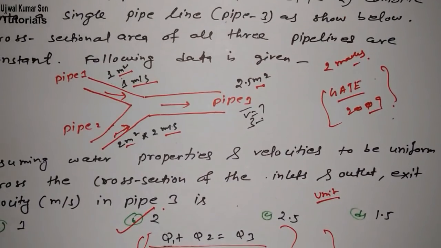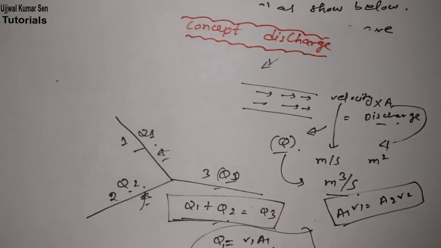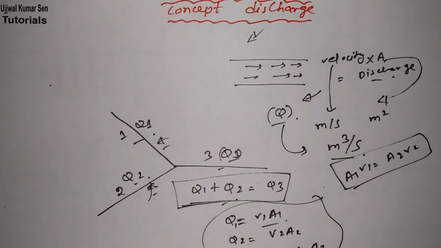So let's review all of these things again. What we have stated here is the concept of discharge. In this case, what we have to understand is that discharge inlet is equal to outlet, that is Q1 plus Q2 is equal to Q3. This is the most important concept to understand in this case. Now the simple formula for discharge and its unit system we also need to understand.